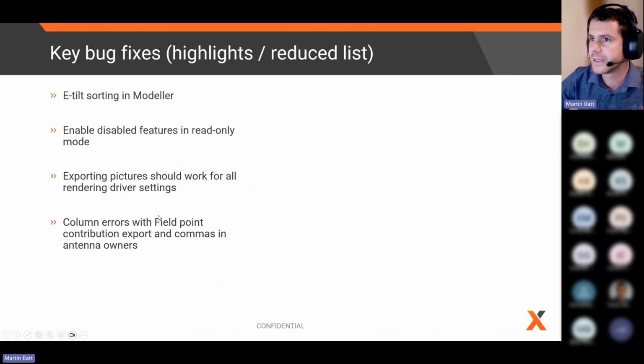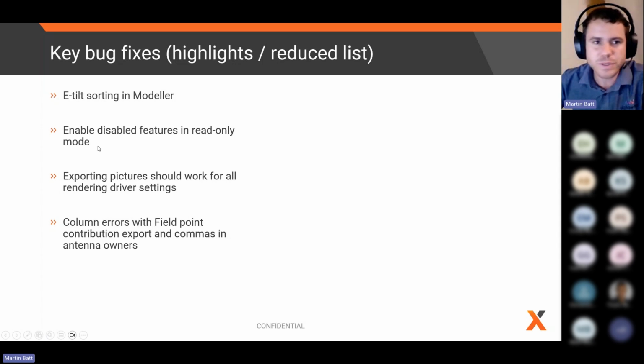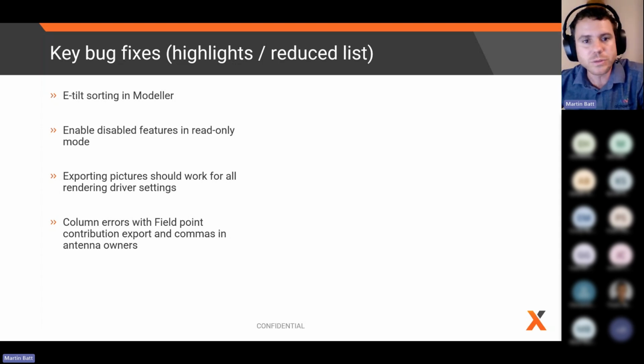Okay, some key bug fixes. E-tilt sorting in the modeler has changed now, so that it's a bit more logical, let's say. Enabled disabled features in the read-only mode. Essentially some features were not available for use in the read-only mode. Those have been made available. There wasn't really a reason for them not to be available.